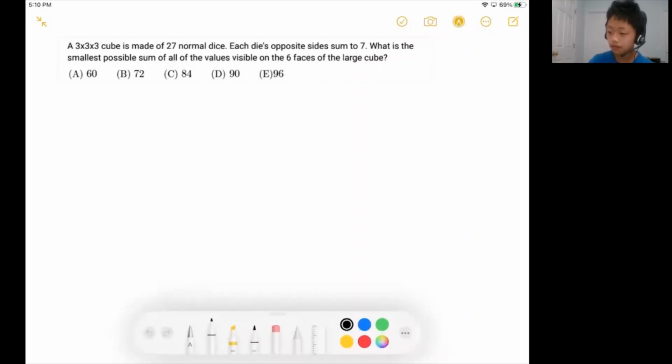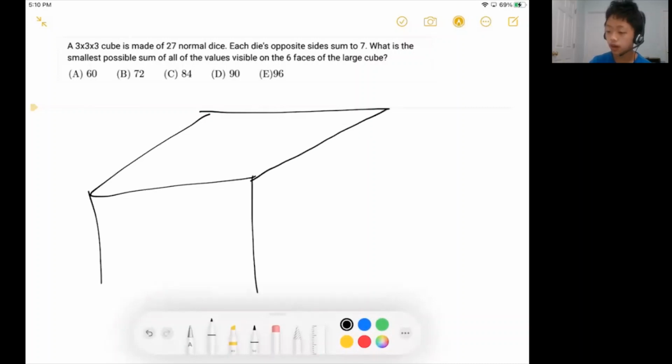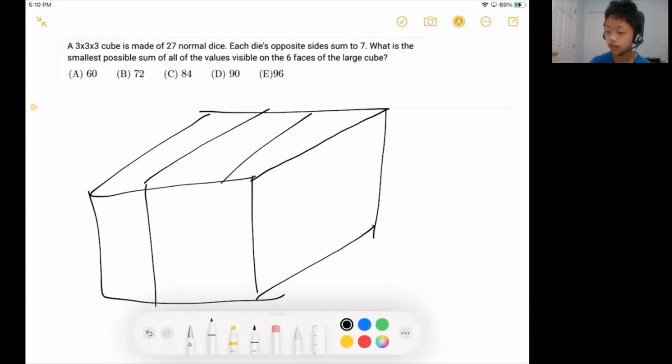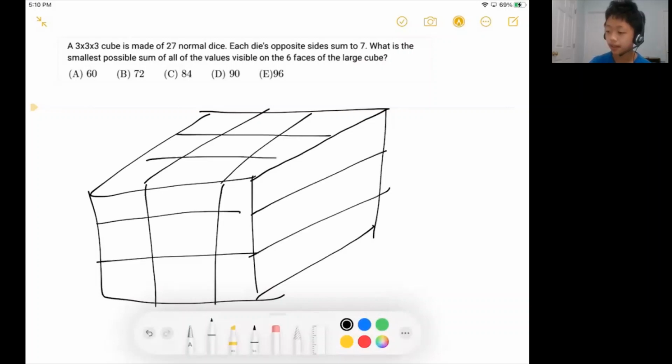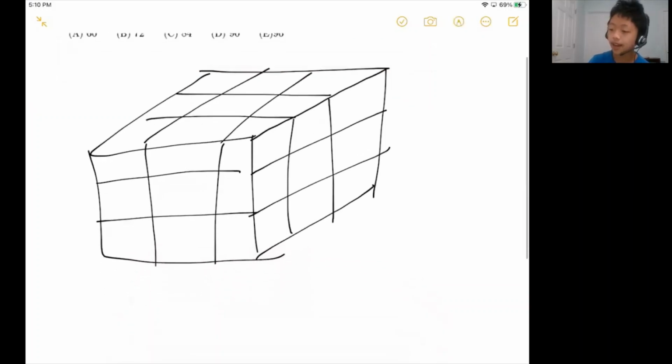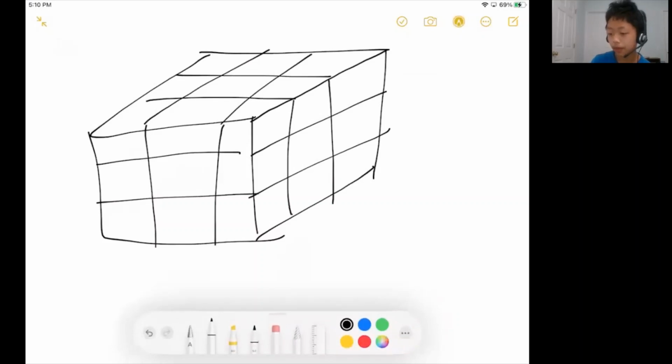So if we're going to draw our 3x3x3 cube, it would look something like this. So this is 3x3x3. And then basically we know that each die's opposite sides have a sum of 7. So clearly each die has the numbers 1 through 6 labeled on it: 1, 2, 3, 4, 5, 6, right?